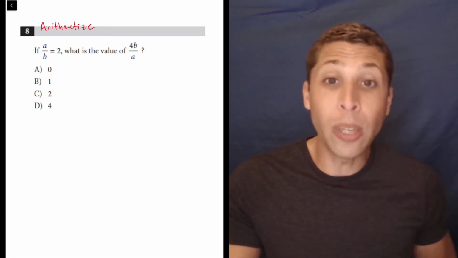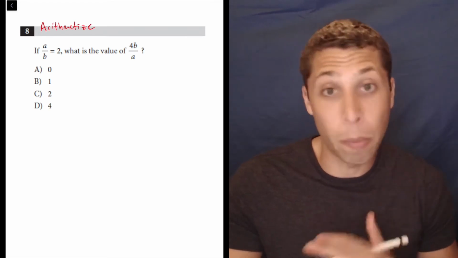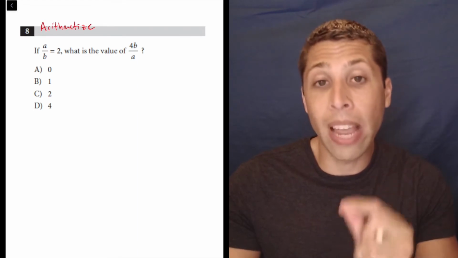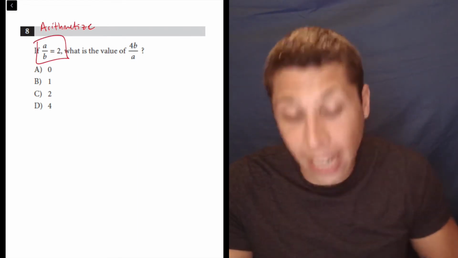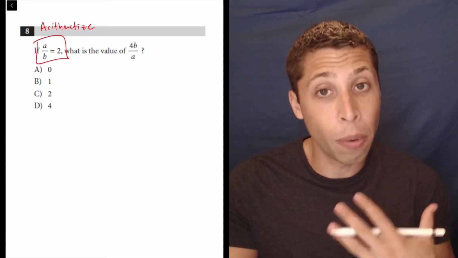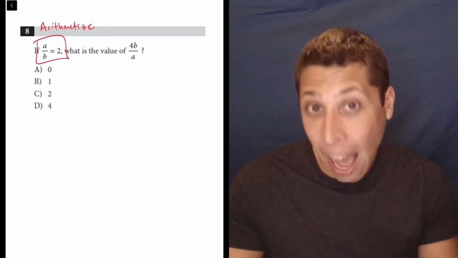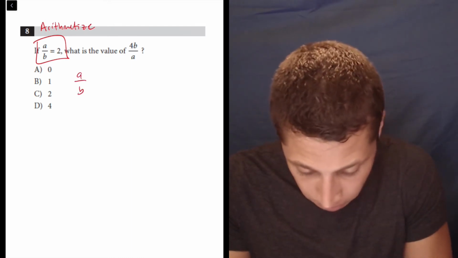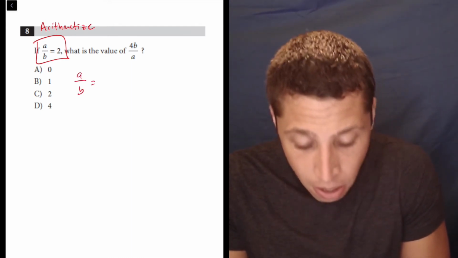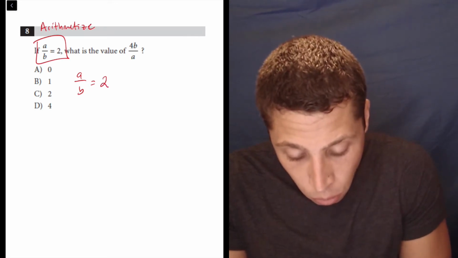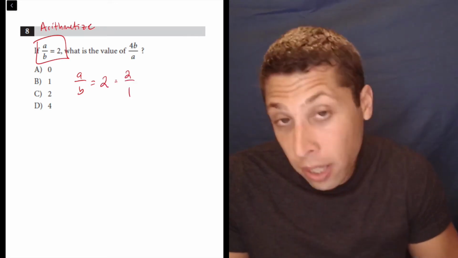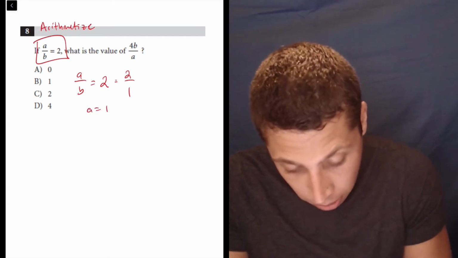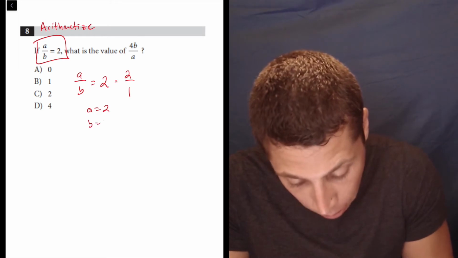Now, sometimes we can just make up any numbers that we want, whatever is easiest or laziest. In this case, we do have a restriction. This equation at the beginning is a rule, and so we can pick any numbers, but they have to follow that rule. The easiest numbers to pick would just be 2 and 1, right? Because if A over B is equal to 2, well, 2 over 1 is also equal to 2. So in that case, A would be 2 and B would be 1.